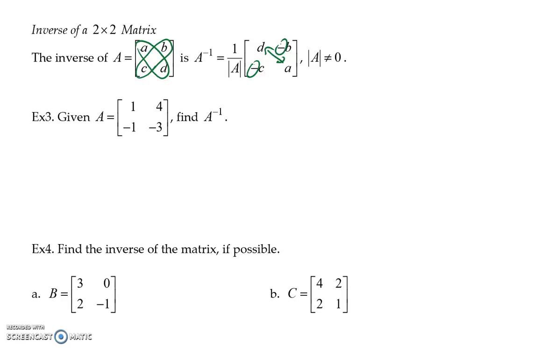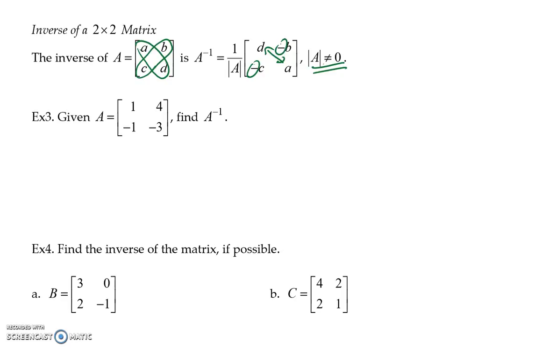So there's two things that happen. The entries in the main diagonal switch. The entries in the other diagonal, we take their opposite, but they don't switch. And then we multiply, and it's a scalar multiplication, since the determinant of A is just a number. We multiply by the reciprocal of the determinant of A. And since we are dividing by the determinant of A, we must have a non-zero determinant, as mentioned previously. Otherwise, the matrix does not have an inverse.